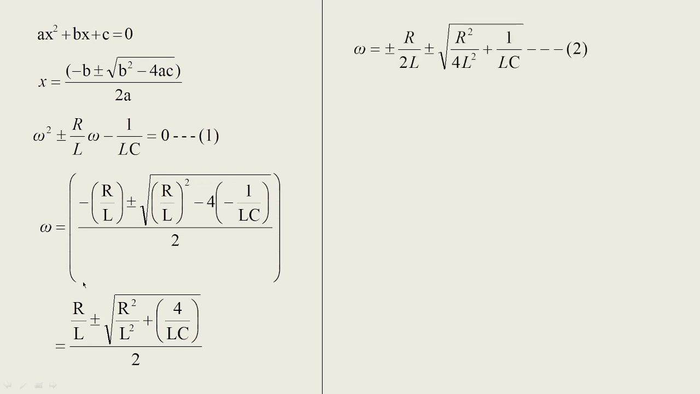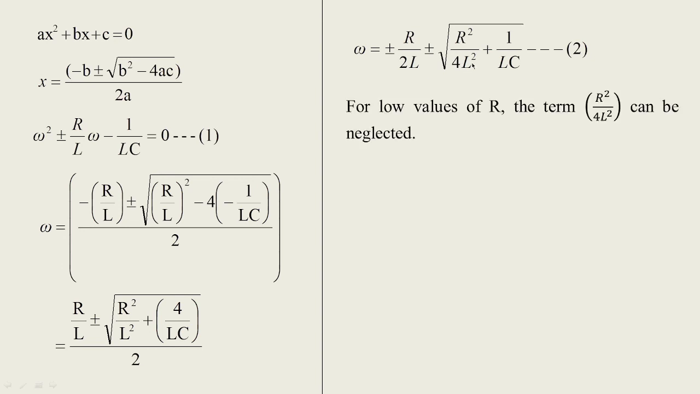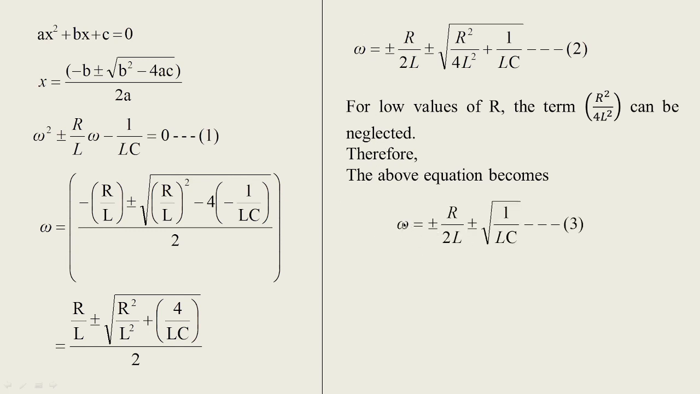So if you reframe this equation, we are going to get the second equation as a root equation, and compared to this value, that is R square by 4L square, for low values of resistors, this term can be neglected. When you neglect this term, we get the above equation as omega equal to plus or minus R by 2L plus or minus under root of 1 by LC. This we have treated already as resonant angular frequency.